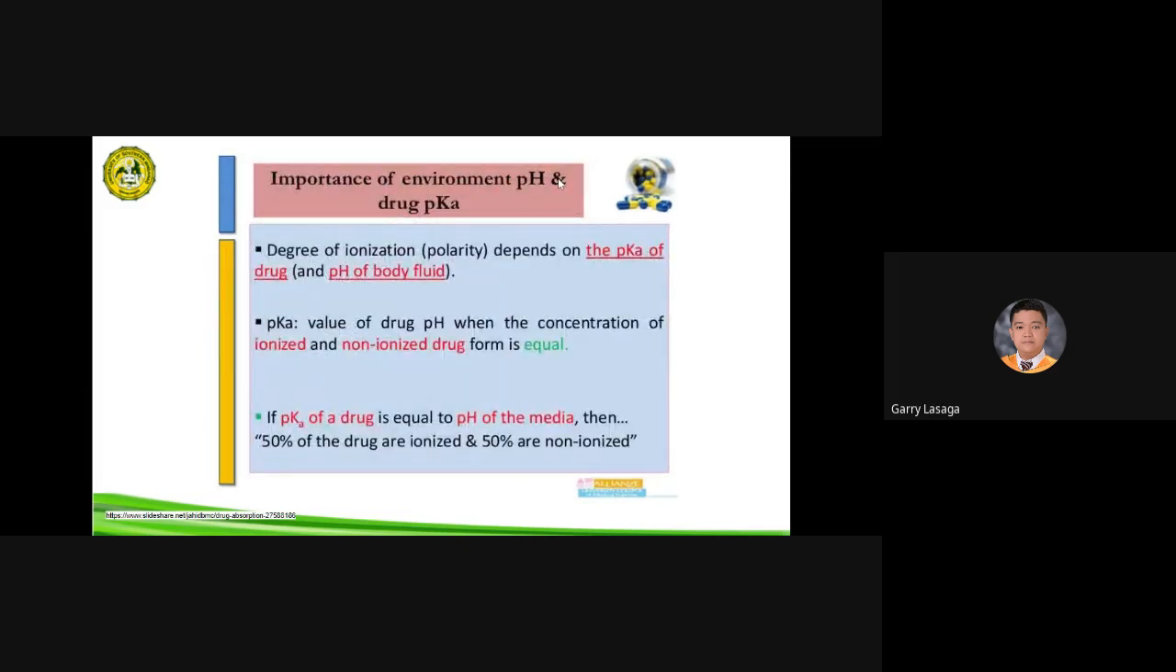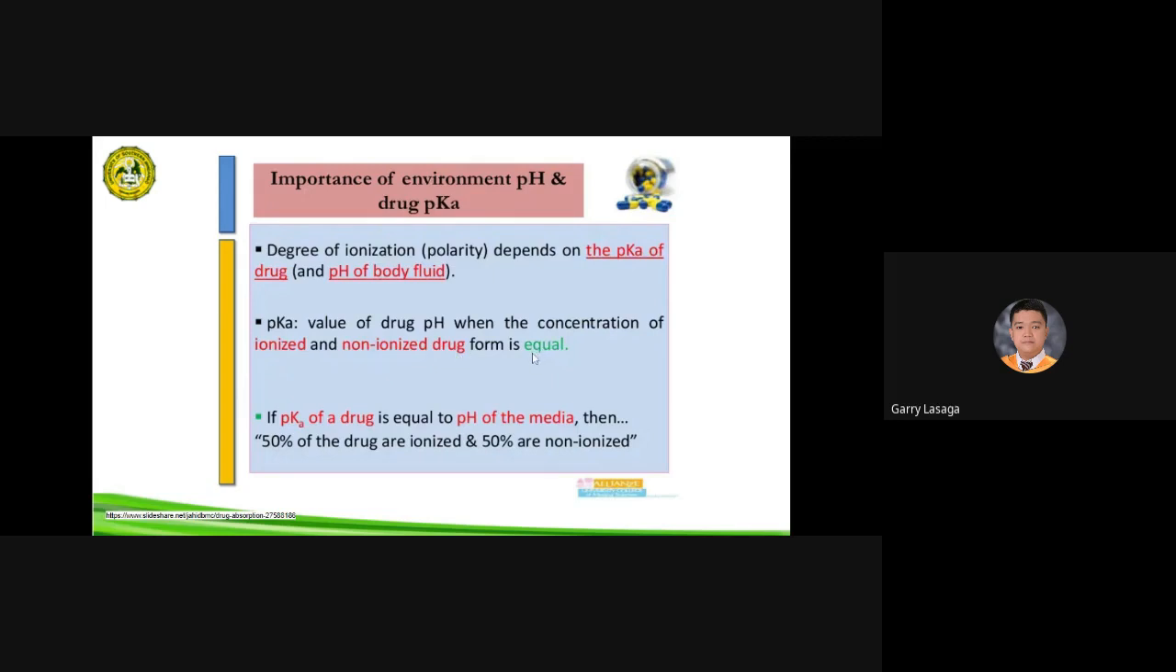So importance of the environment pH and drug pKa. Degree of ionization or polarity depends on the pKa of the drug and the pH of the body fluid. So pag sinabi nating ionization or polarity, that is the amount of the ionized to the unionized form of the drug, or the proportion of the ionized to the unionized form of the drug. So pKa is the value of the drug pH when the concentration of the ionized and the unionized drug is equal to 1.